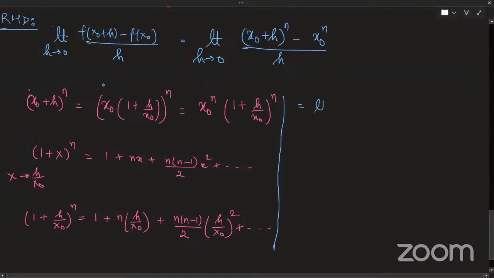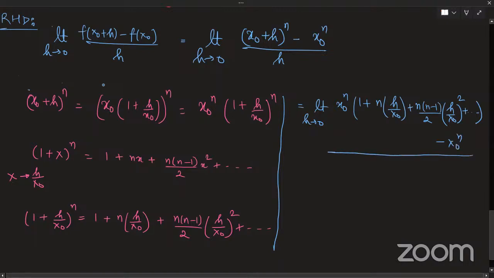So you have got limit h tending to 0. In this expansion, you have got (x naught plus h) raised to n. So you can just see it over here. It is x naught raised to n into, this thing, 1 plus n into h by x naught plus n into (n minus 1) by 2 into (h by x naught) whole square and so on, right? And in the numerator you have got minus x naught raised to n, whole divided by h, right? Everyone?